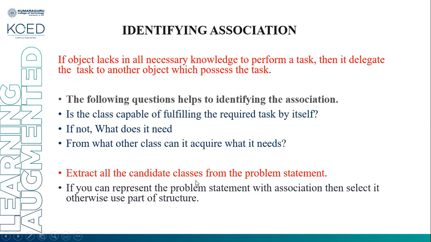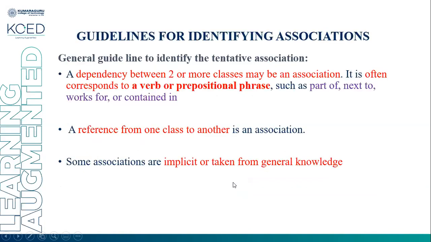Next, extract all the candidate classes from the problem statement. Next, if you can represent the problem statement with an association, then select it. Otherwise, if it is not represented by an association, then you have to think about a part-of structure. Guideline for identifying the association.